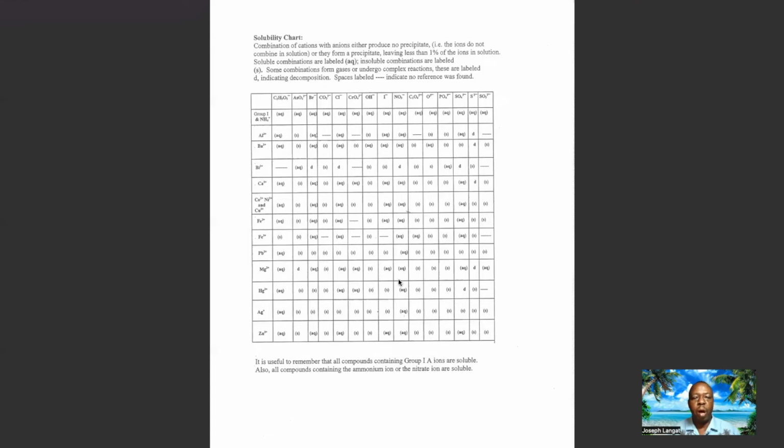Having shown you how this table works, I want you to download and print it, because you'll be using it for your homework assignment, in the quiz, and also in the exam. So get used to reading this table, unless you memorize the rules, that's fine.